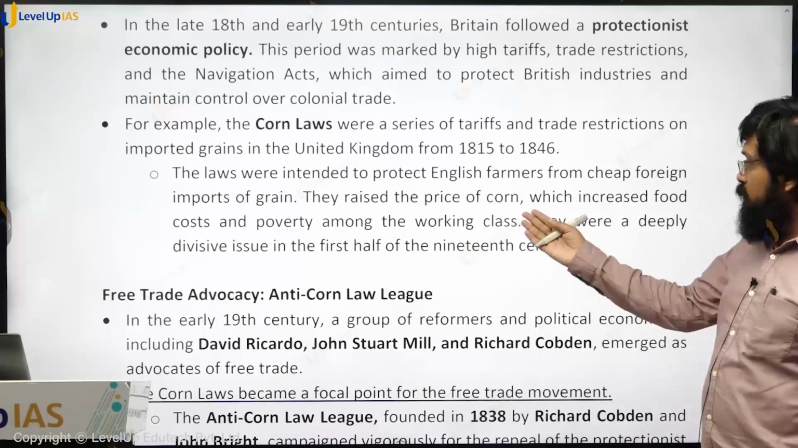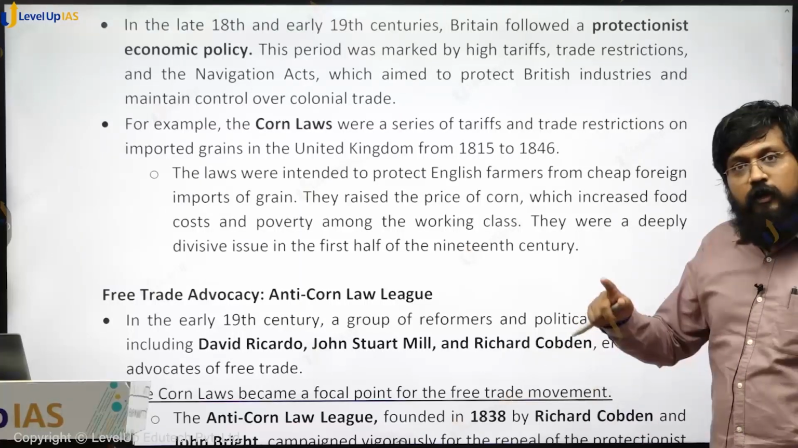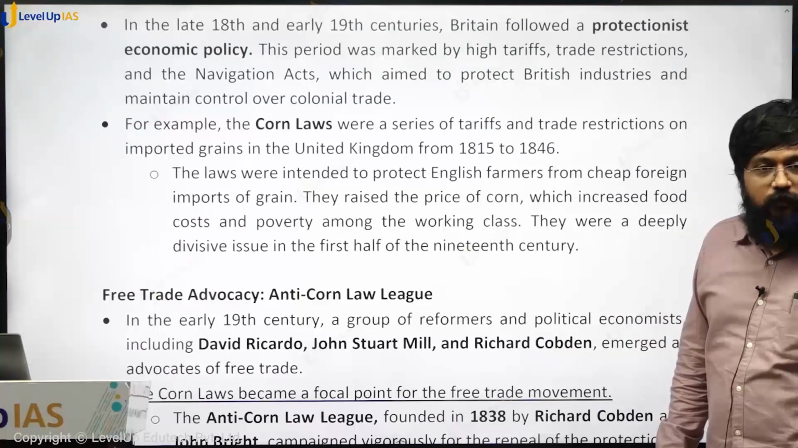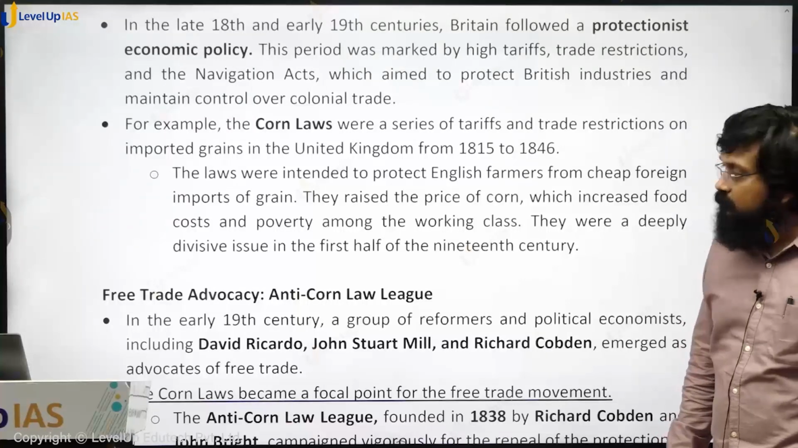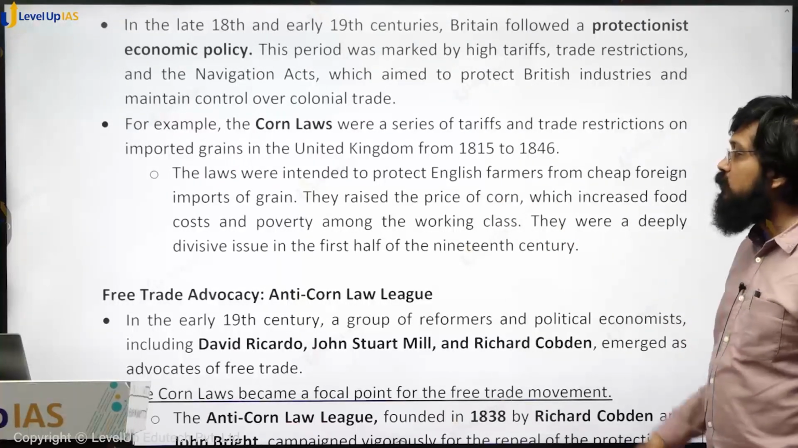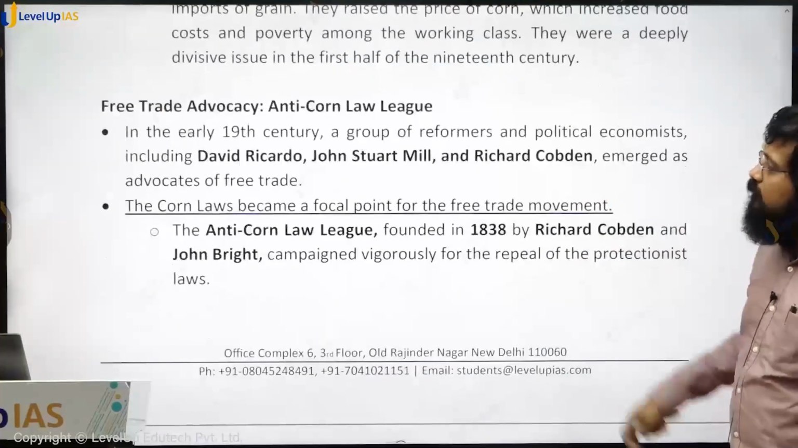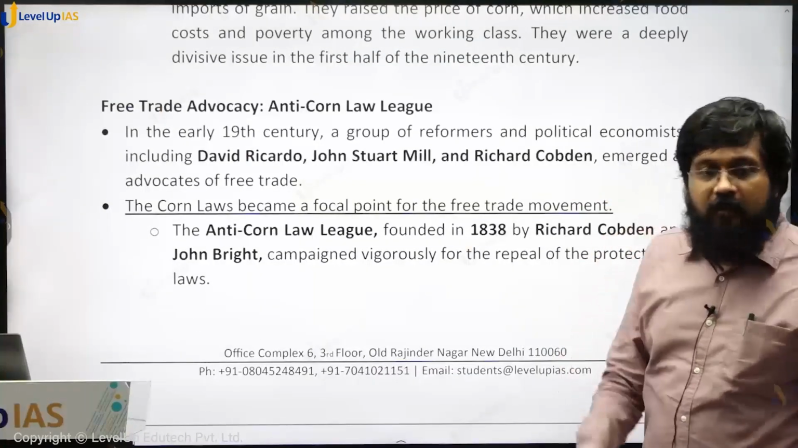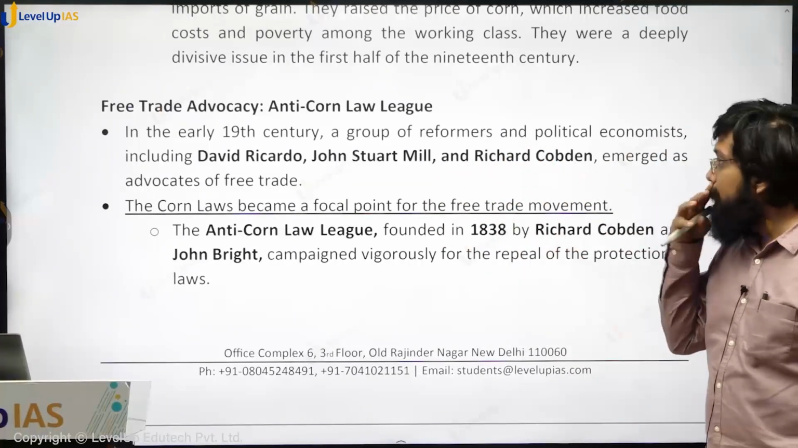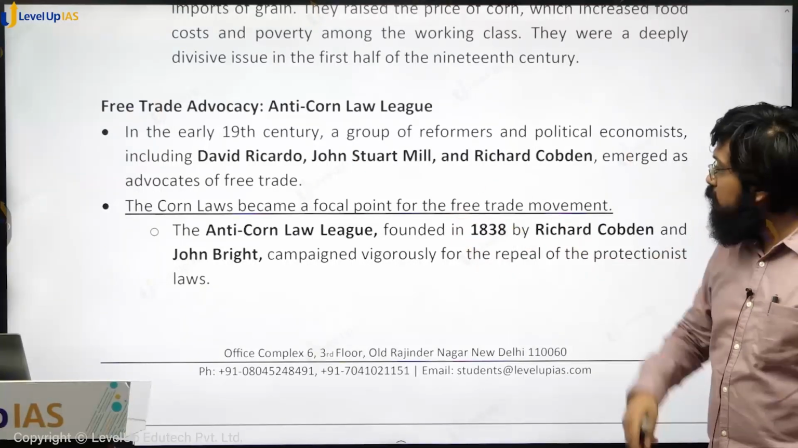They raised the price of corn, which increased the food cost and thereby poverty. Now the workers in the cities are in trouble, food became expensive for them, and they are poor. Poverty among the working class made them a deeply divisive issue in the first half of the 19th century. So at that time you have the free traders coming up. We have seen the names Ricardo, Mill, and Richard Cobden, etc. They emerged to advocate free trade. The Corn Laws became the focal point of the free trade movement.